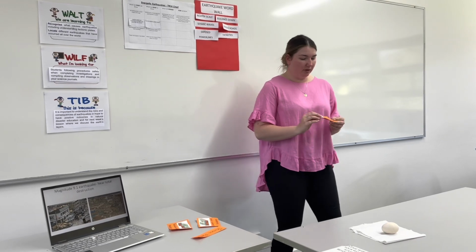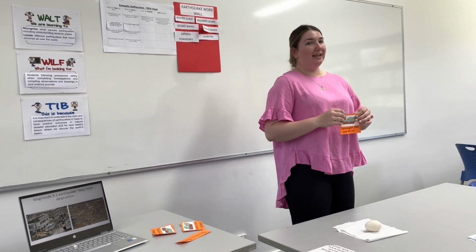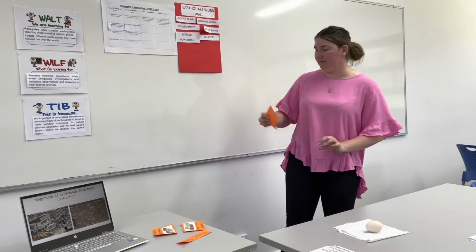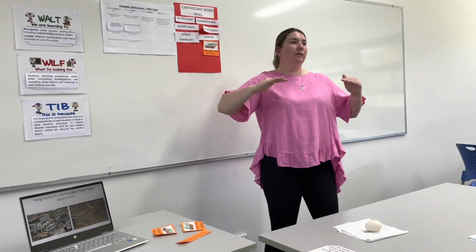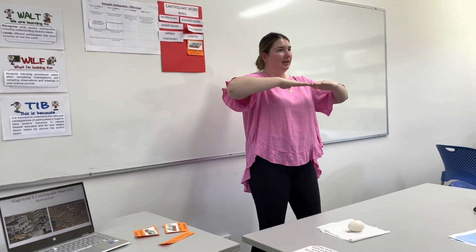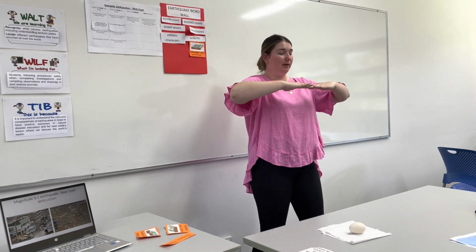So first we've got convergent plate boundaries, okay? So that is when the tectonic plates are moving towards each other. So they're coming in like this. And sometimes that's how mountains are actually created.